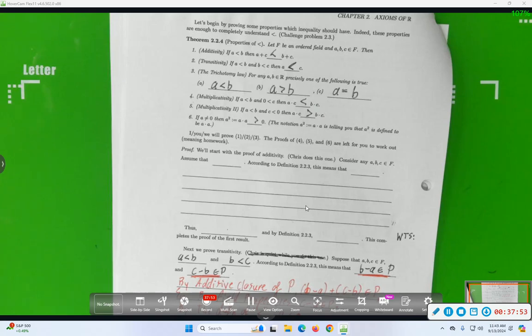So then you can say, by additive closure, A plus C, plus C minus C is still in P. We want to prove that if this, then algebra, P plus C. So you're proving that C minus parentheses A plus C, and since it's there, by definition 2.2.3, we get A plus C is less than B plus C.